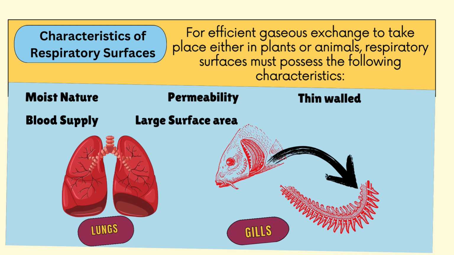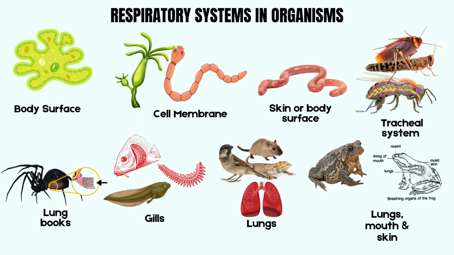Number 6, respiratory areas must be highly vascularized. That is, it must be equipped with capillaries or similar blood vessels and network that will bring in and take away dissolved gases. Now, as organisms differ from one to another, so also are their respiratory organs or systems. So we are going to look at the different respiratory systems that organisms adopt in carrying out gaseous exchange.